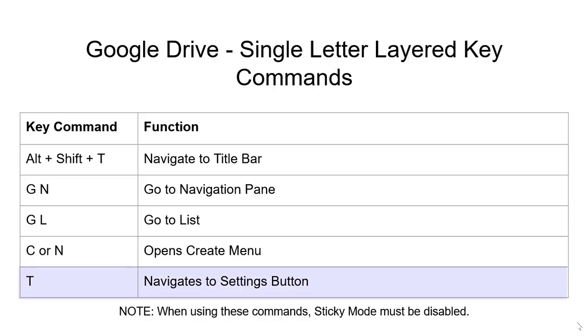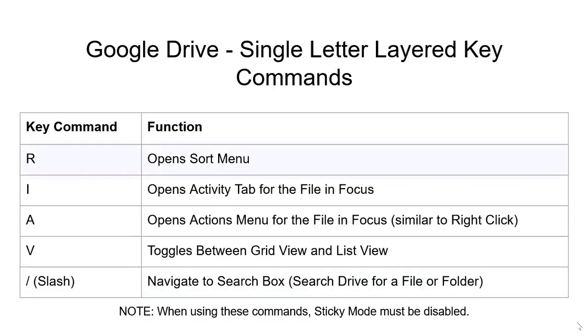T will take you to Settings. R will take you to the Sort menu. I will open the activity item for the tab for the file in focus, so it gives you information. A will open the actions menu for the file that's in focus. It's kind of like the right click, kind of like the context menu, except it's an actions menu. If you press V, it will toggle you between the grid view and the list view.